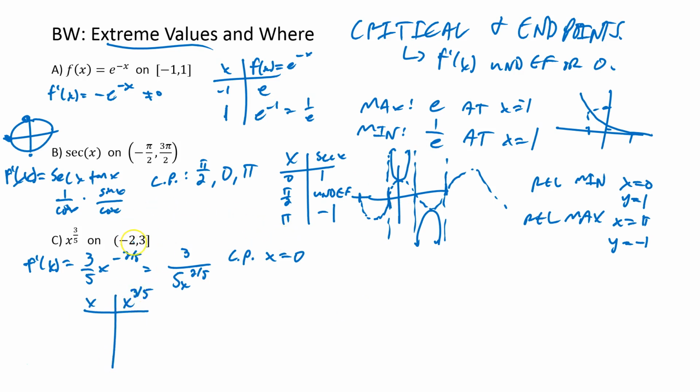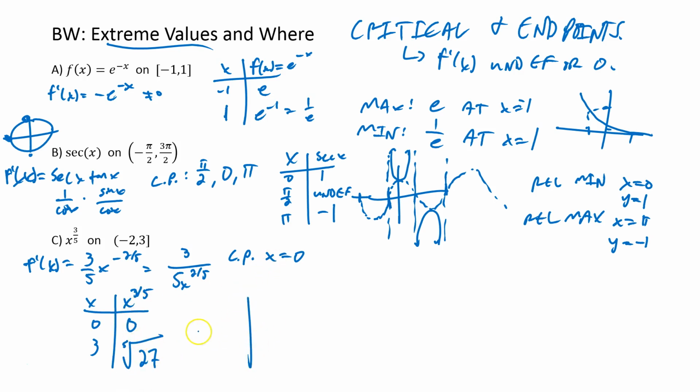So we're going to do endpoints and critical points. There is no endpoint on the left because we have an open parenthesis there. So 0 and 3 are our critical point and our one endpoint there. So when x equals 0, x to 3/5 is 0. When x is 3, we're going to have 3 to the 3/5, which is the 5th root of 3 cubed, which is 27. So it looks like that's going to be a maximum and the 0 is going to be a minimum.